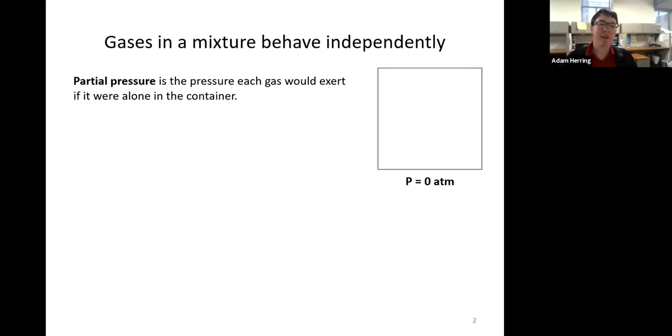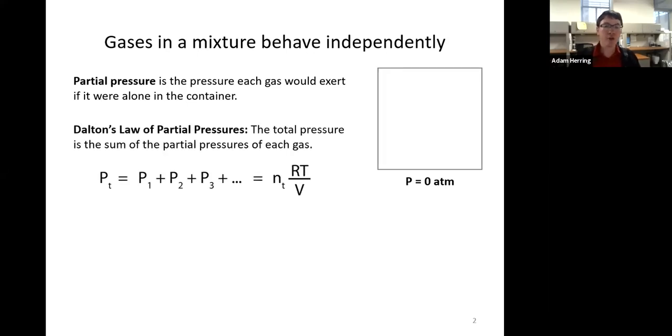Well, we must understand that when we have gases that are mixed together, they actually behave independent of one another. Remember that there are no intermolecular forces that exist between the gases. Therefore, they behave as though the other gas were not present in terms of interacting and the pressure that it exerts. So the partial pressure of a gas is the pressure that a given gas would exert if it were alone in a container. So Dalton's law of partial pressure states that the total pressure within a container is going to be the sum of the individual partial pressures.